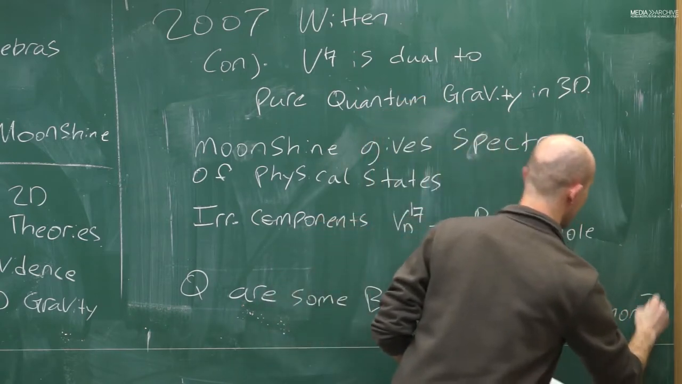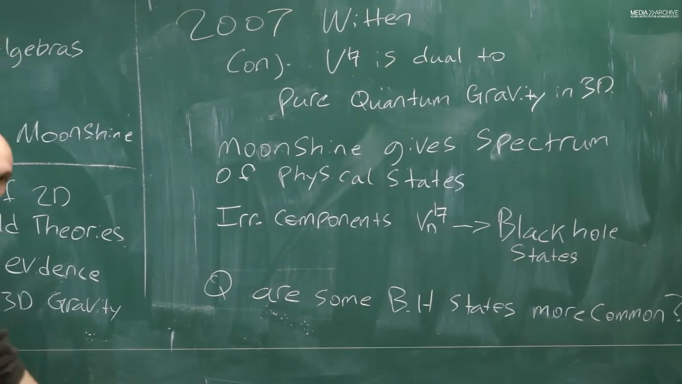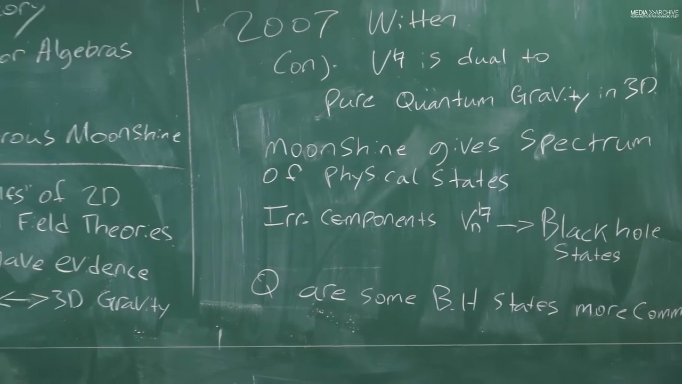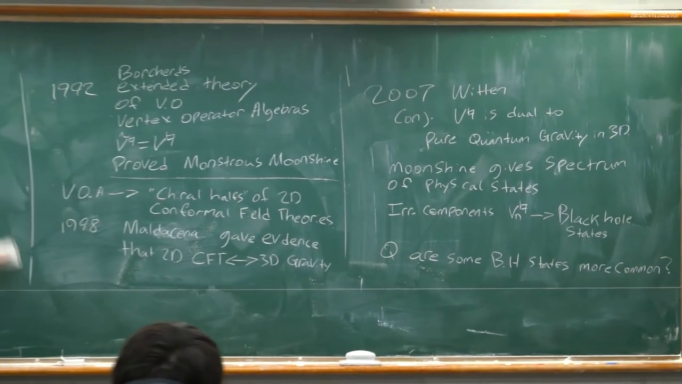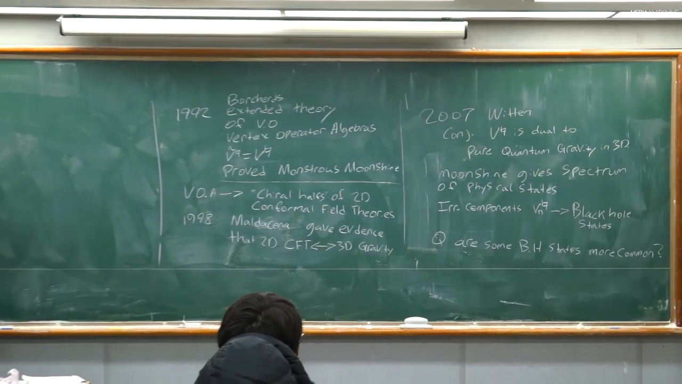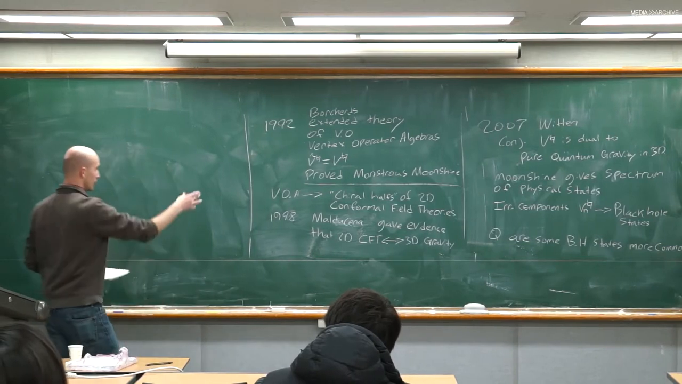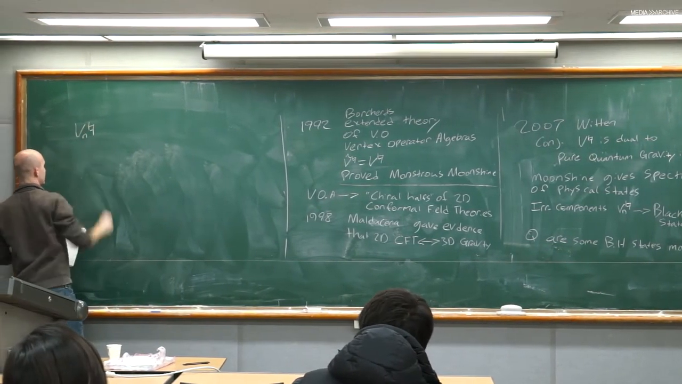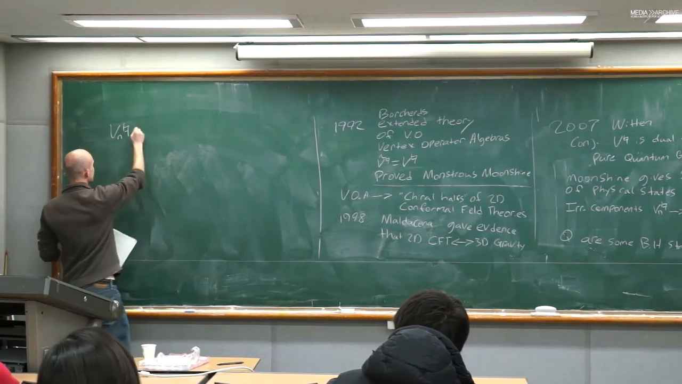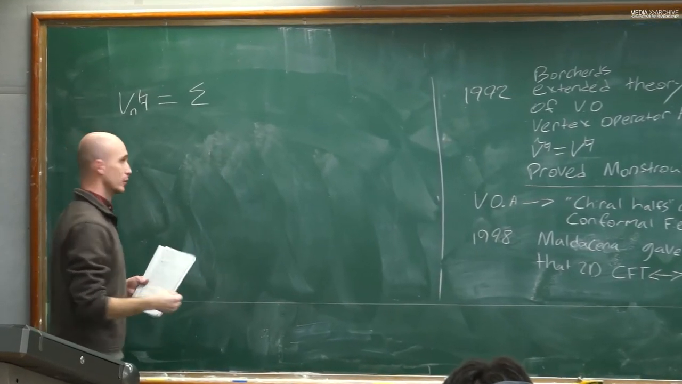Okay. So translating this back into the mathematics, where I'm a little bit more comfortable, let's see what this question means. So these individual graded components, V natural N, I can write these as a summation of irreducible components.